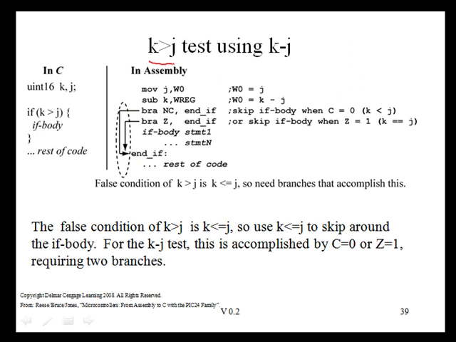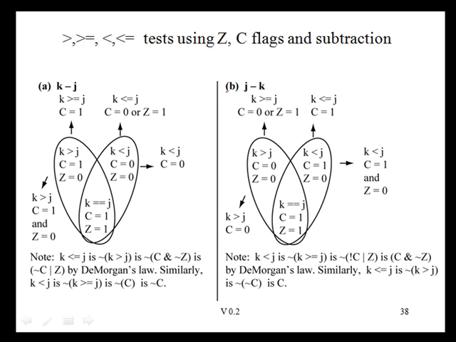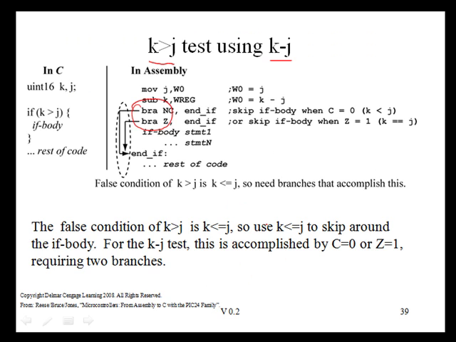So this comparison test of k greater than j using the subtraction k minus j is confusing, to be frank, because we have to test two different flags. So is there a better way to do this? Well, yes. We could use the reverse subtraction, j minus k, and then this comparison of k greater than j would only be done using one flag.